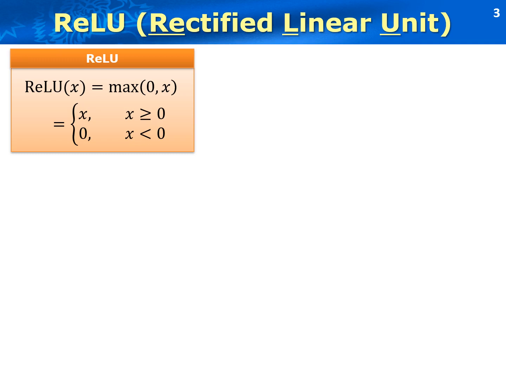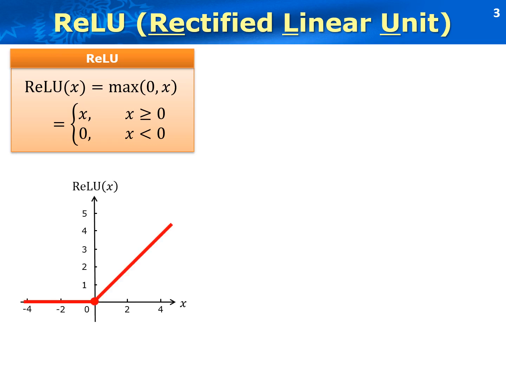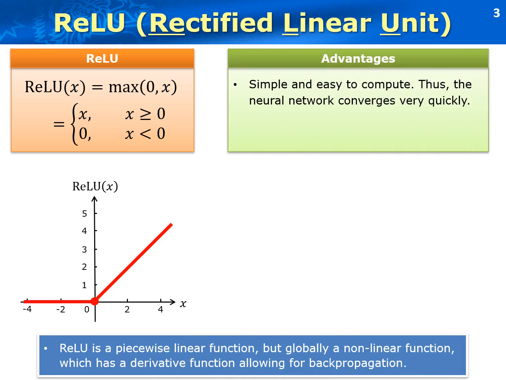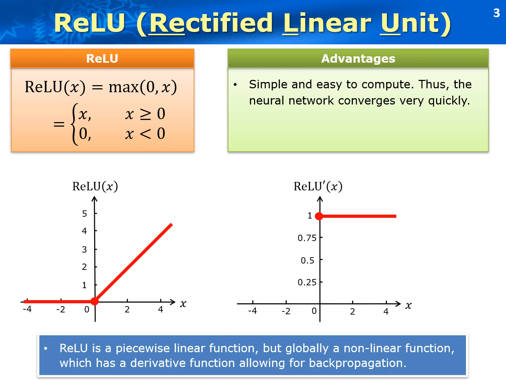It is a piecewise linear function, but globally, it is a nonlinear convex function. Based on its definition, ReLU can be regarded as an identity function with a zero threshold in its output. Due to its simple definition, ReLU neuron is easy to compute, and the neural network converges very quickly. When the input is positive, the slope of ReLU is constantly 1. Thus, the graph of its derivative function is a horizontal line for positive x.